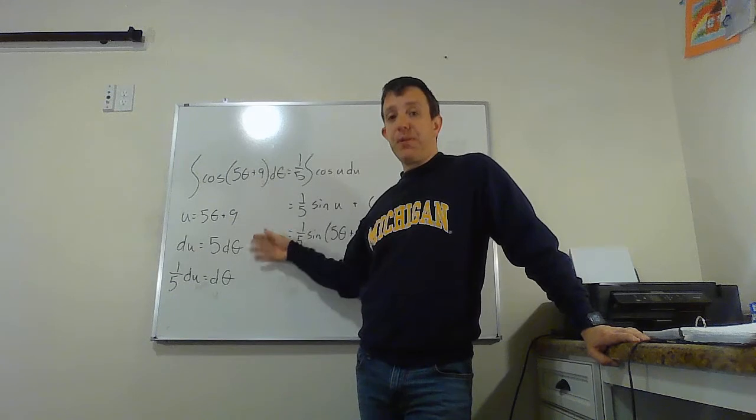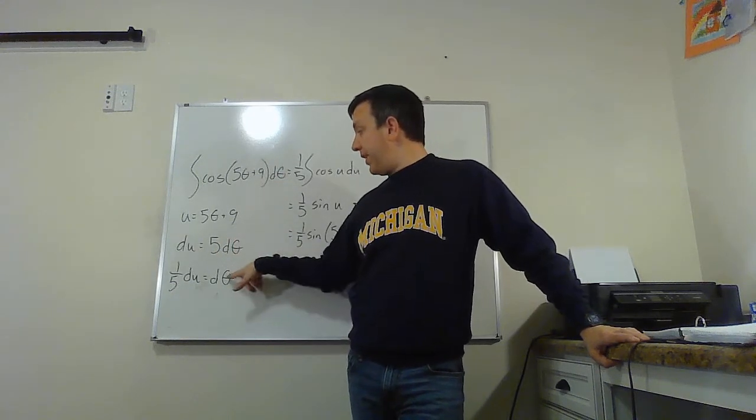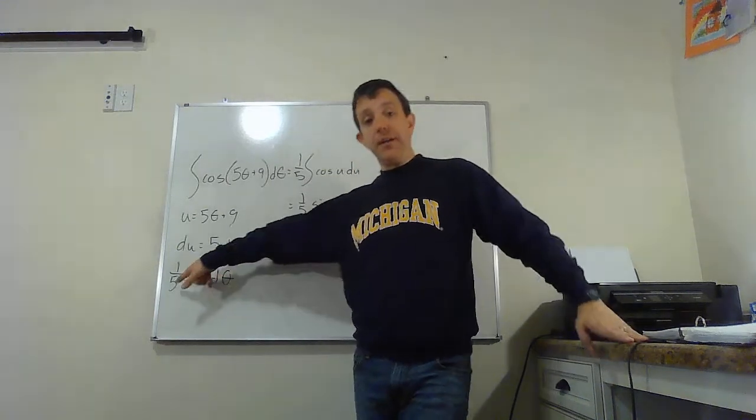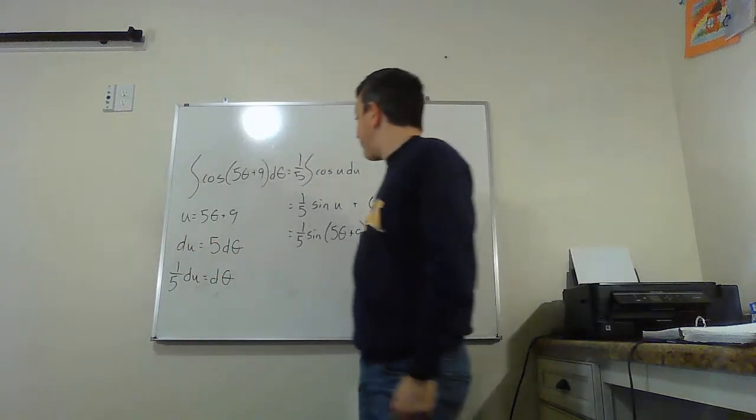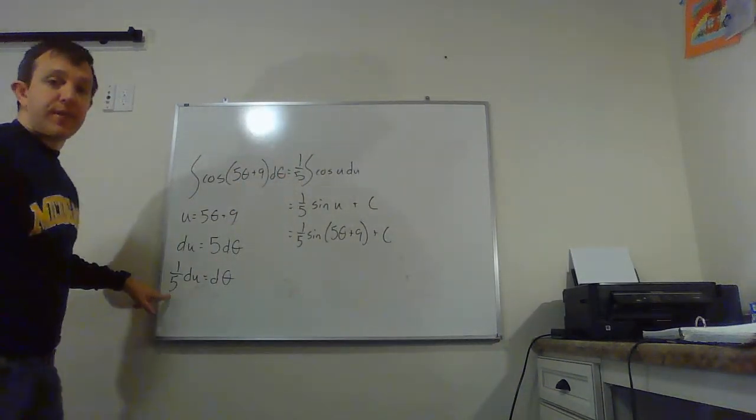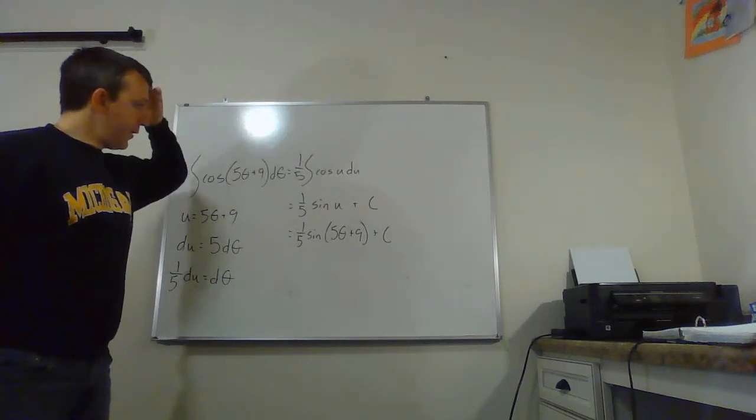Right? The derivative of 5 theta is 5, and we get a d theta. Again, just like the last one, this problem doesn't have a 5 in it. So we can't do the substitution as it's written. We have to divide both sides by 5 so that I can swap out d theta for 1/5 du. So I do that, and I put the 1/5 in front of the integral because I like it there. You could leave it inside here, but I brought it out front.